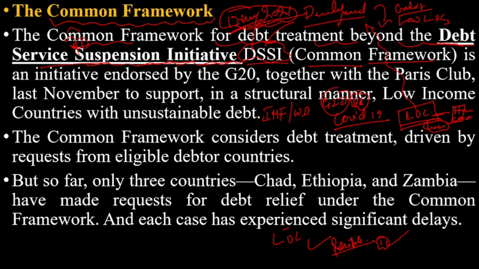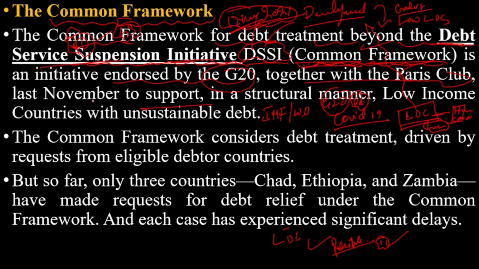Out of around 70 countries recognized for this, around 43 countries utilized this opportunity. Some of the countries requested to extend the facility. That is the reason even after 2021, for one more term, this suspension of loans was announced by the G20 countries and the Paris Club, which is famously called the common framework, which means the debt service suspension initiative is continuing again. That is the common framework. It is an initiative endorsed by the G20 together with the Paris Club.